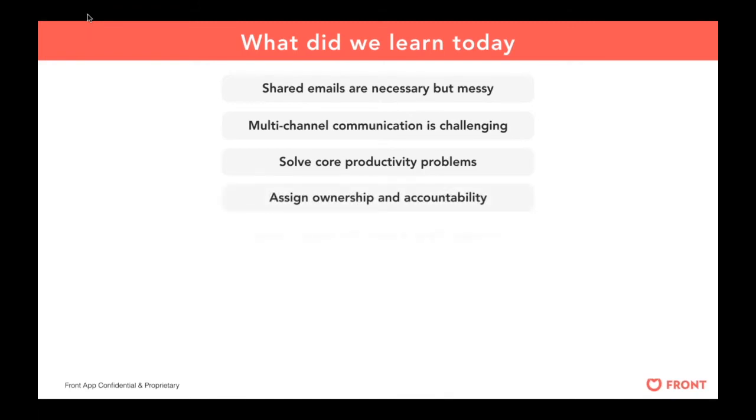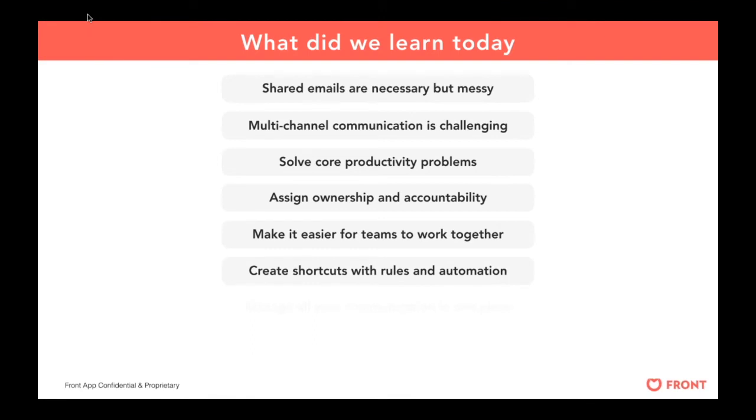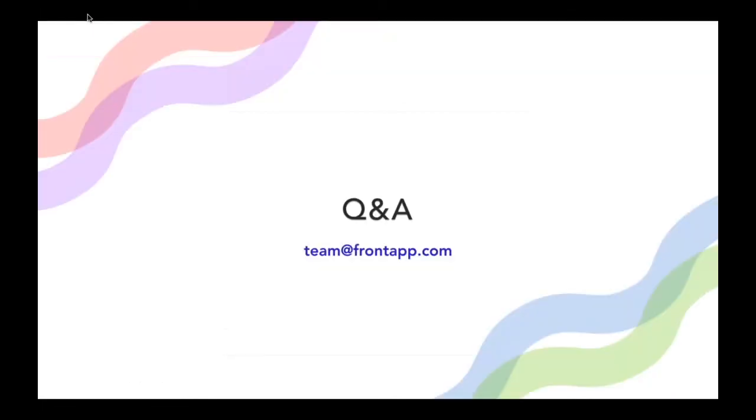Some core problems that Front helps solve are assigning ownership and accountability for every message that comes in, making it easier for teams to work together without messy BCC clutter, giving teams the ability to share drafts and record collaboration history. Front's shortcuts, rules, and canned responses help automate current workflows and increase your team's efficiency wherever and whenever possible. It also lets you centrally manage all of your communication in one place, your email, text, chat, Facebook, Twitter, whatever it is. And lastly, you can connect your existing tools with Front to keep everything in sync and accessible.